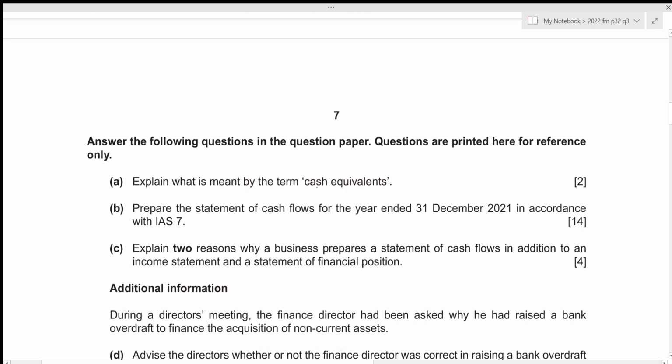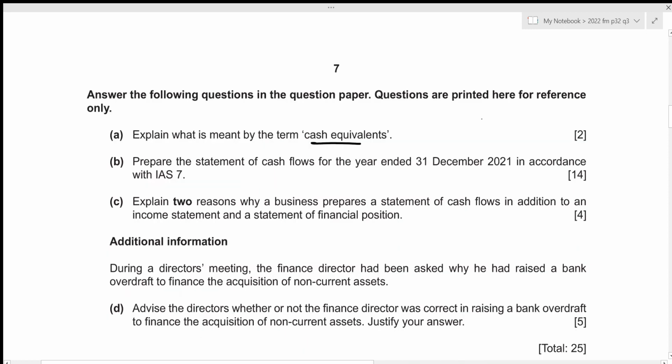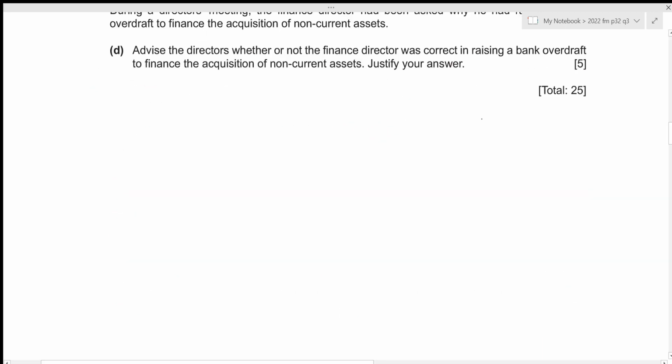We need to explain what is meant by the term cash equivalents. So cash equivalents are the short-term, highly liquid investments which can be readily convertible to known amounts of cash. And these are also subject to insignificant risk of changes in value. So the keyword here is insignificant, which means that there are no significant risk of changes, since we already know the amount of cash. And these are the highly liquid investments, which means that we need to know the amount of cash that can be convertible at any point of time, due to which there is no such risk of changes. So let's write it down.